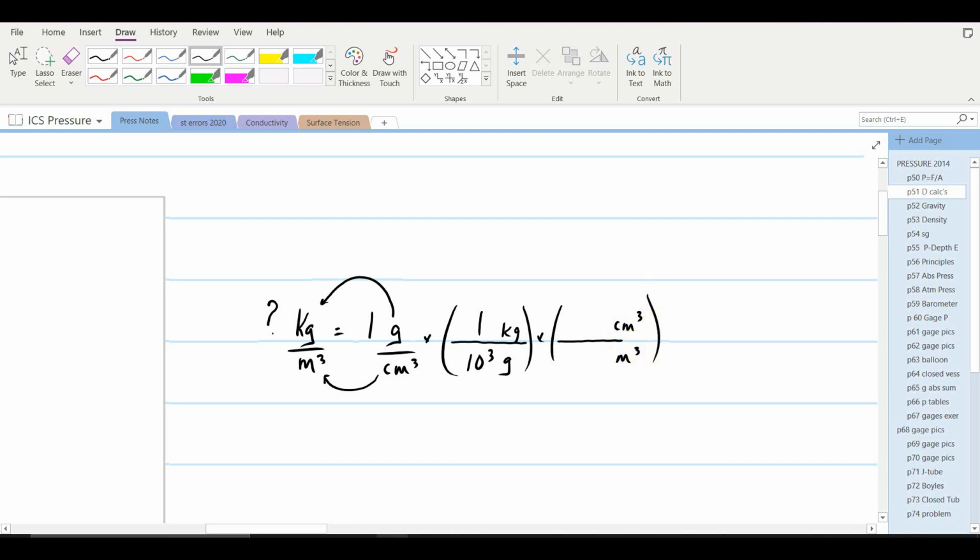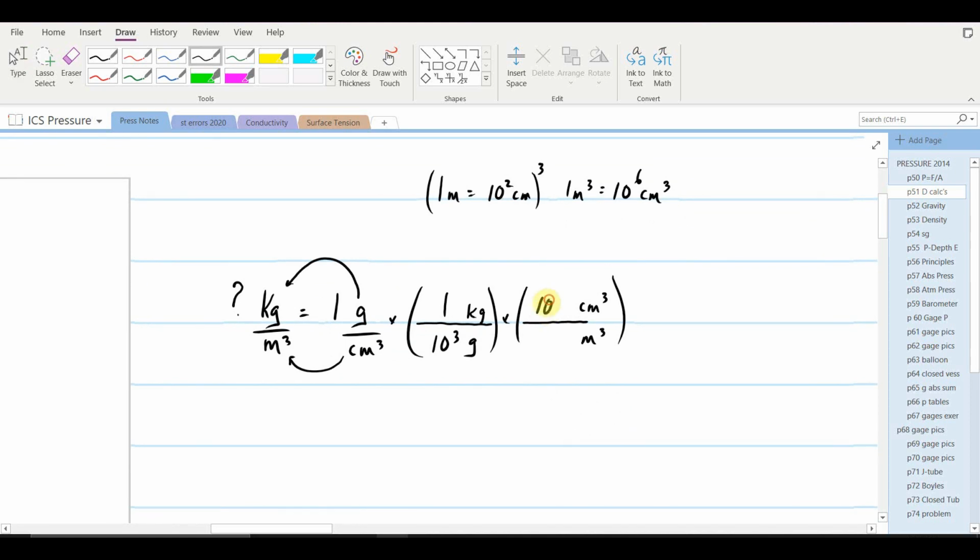What's the conversion? We know that 1 meter is equal to 100 centimeters, and if we cube both sides of this, we'll have 1 cubic meter is equal to 10 to the 6th or a million cubic centimeters. So 10 to the 6 cubic centimeters is a cubic meter. We're multiplying by 10 to the 6 and dividing by 10 to the 3, so we'll get 10 to the 3 kilograms per cubic meter is equal to 1 gram per cubic centimeter.